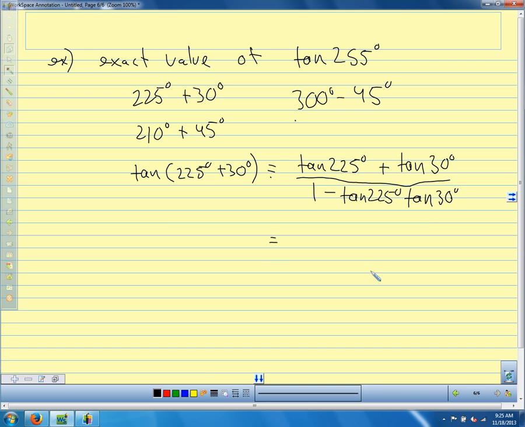So what is the tangent of 225 degrees? 1? So that's nice. 1 plus the tangent of 30. We need to write that one out. Tangent of 30 degrees, sine of 30 degrees, square root of 3 over 2. The cosine, 1/2. When I divide that out, I get square root of 3. So I get 1 plus the square root of 3 over 1 minus, this is 1, square root of 3.